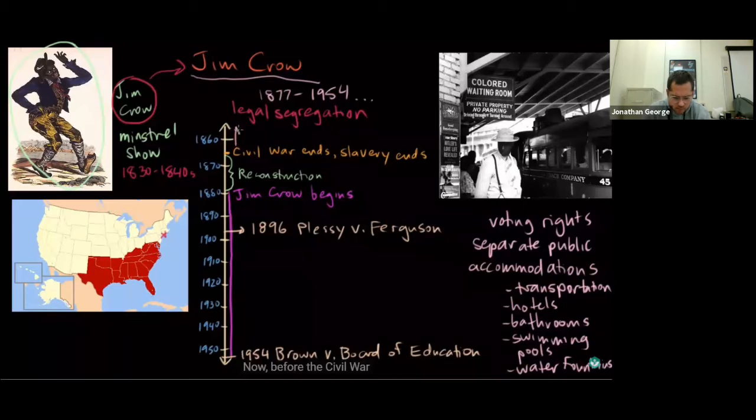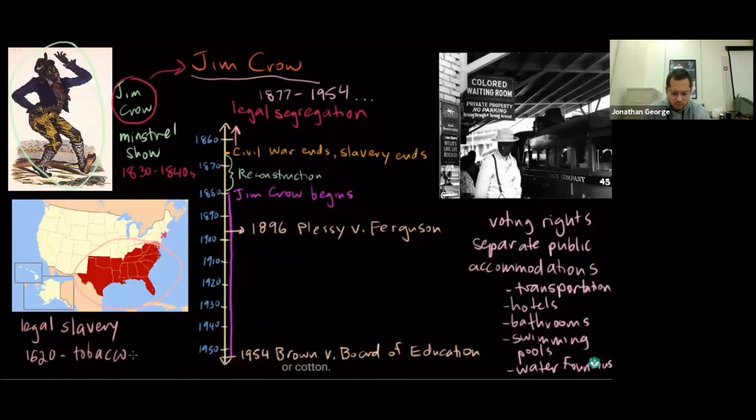Now, before the Civil War, in the southern part of the United States, which I have outlined in red here, most of these states had legal slavery. And in these states, or the colonies that preceded them, starting about 1620, they imported African slaves to be unfree laborers on cash crop plantations. And these might include tobacco or cotton.